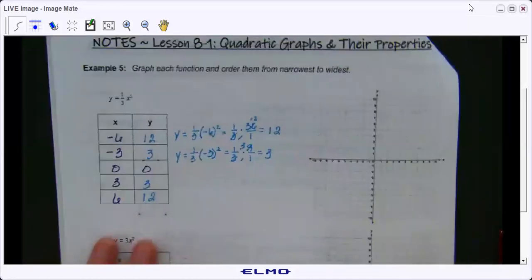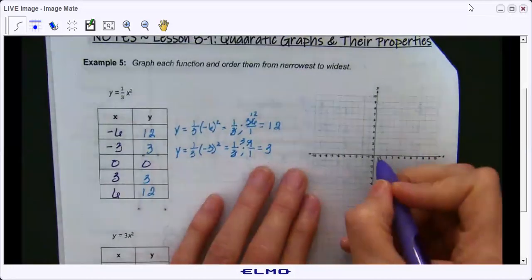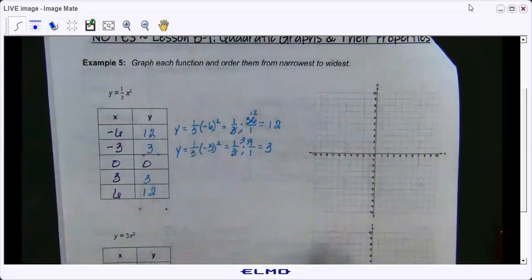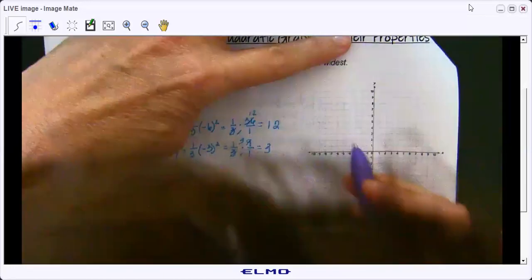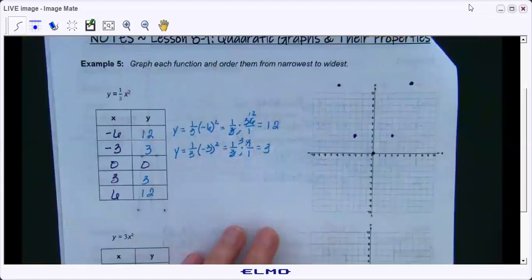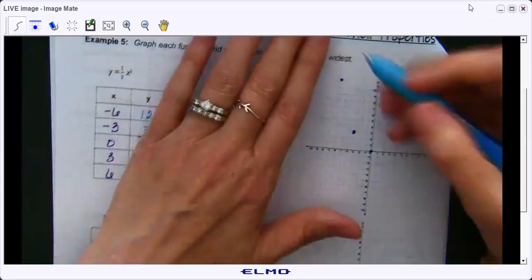So let's graph this. So we have -6 and 12. And we're going to have to estimate just a little bit. About right here. -3 and 3. 0, 0. 3, 3. And 6, 12. Okay. And we're going to go ahead and draw that parabola out.